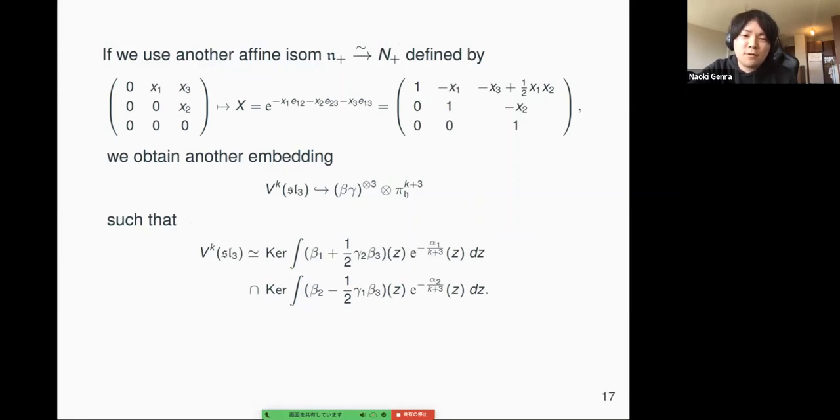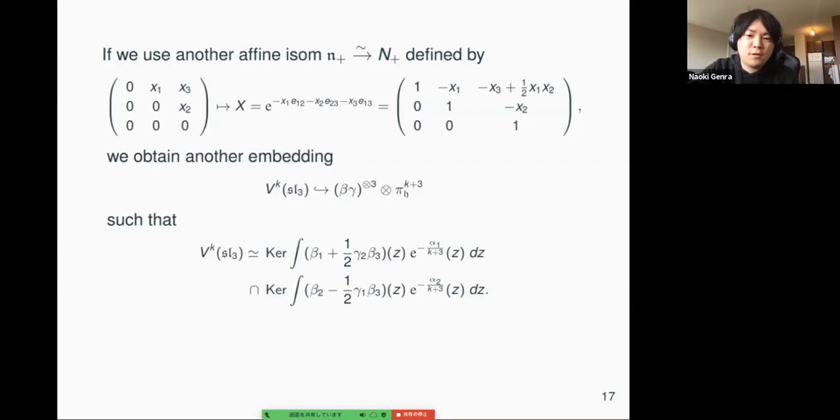We can also compute everything by using the same rule, and you also obtain a different embedding. This image can also be captured by a kernel of screening operators. But using this coordinate, you get a different screening operator. It becomes a very symmetric one, because our coordinate is very symmetric, so the screening looks very symmetric.